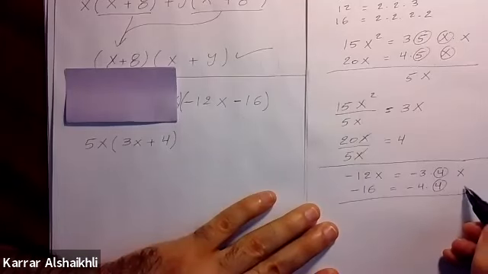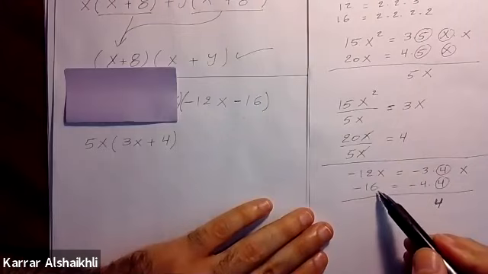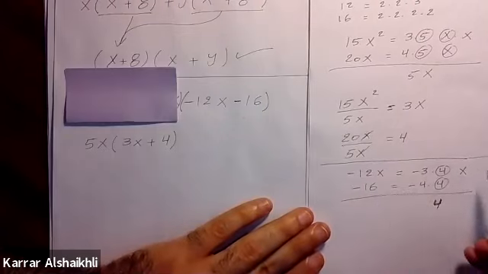The common will be the number 4, and the variable will be x. No, because there is no x here. So it doesn't stay by itself, the x. This is x with this term, right? Do you have an x here? No, we don't. So the common is just the 4.